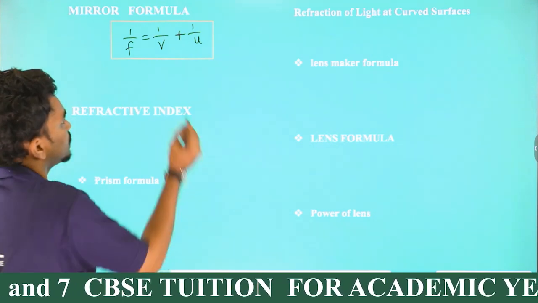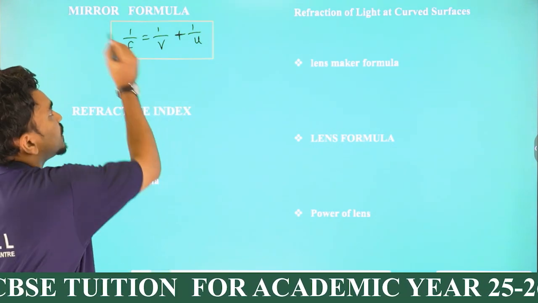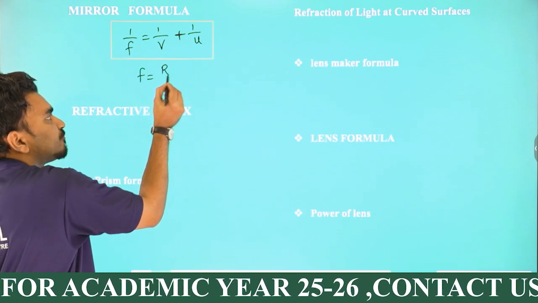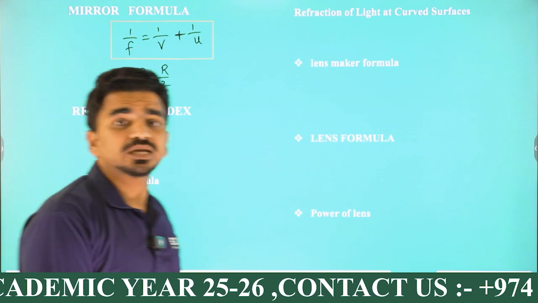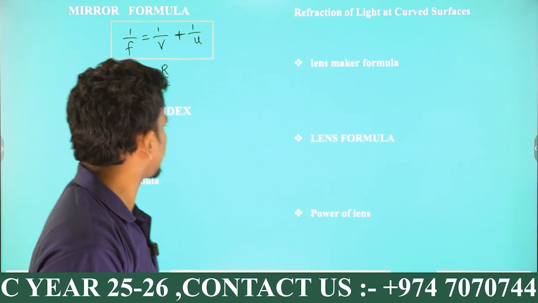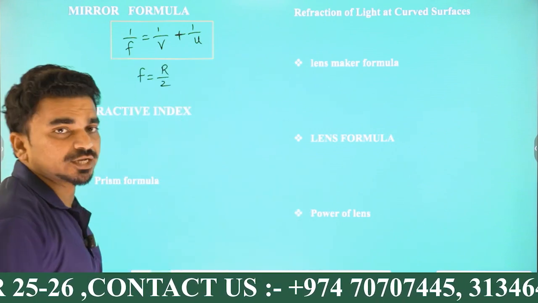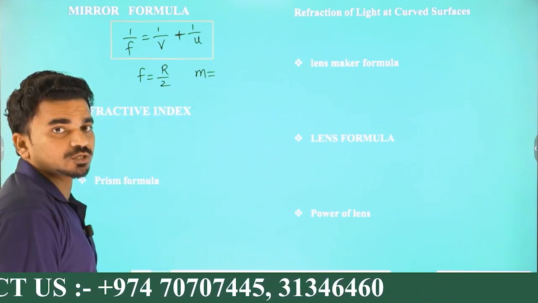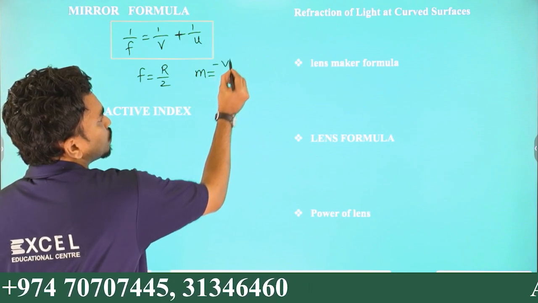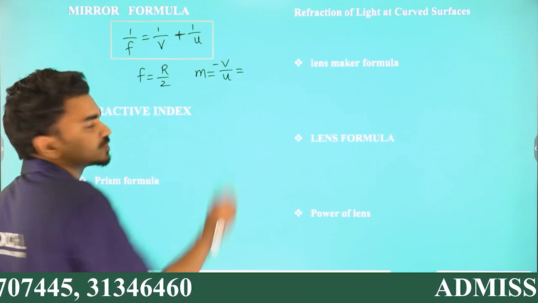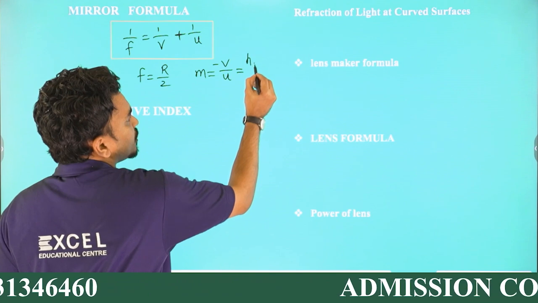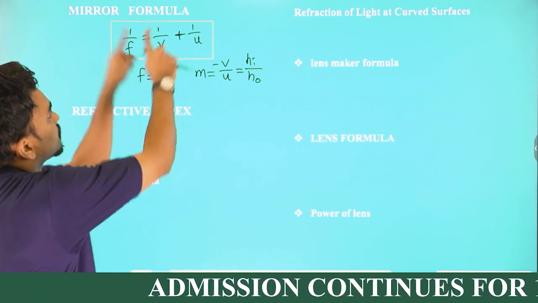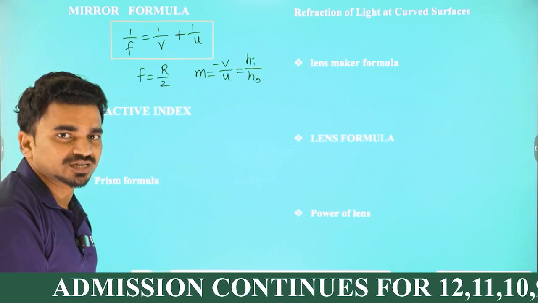In addition to the mirror formula, another fact to remember in mirrors: f is equal to half of the radius of the mirror. How are focal length and radius related? f = R/2. Keep that in your mind. Also remember the magnification of a mirror. How will you calculate magnification? m = -v/u, which is also equal to the size of the image to the size of the object, hi/ho. Remember these for mirror-related ideas.